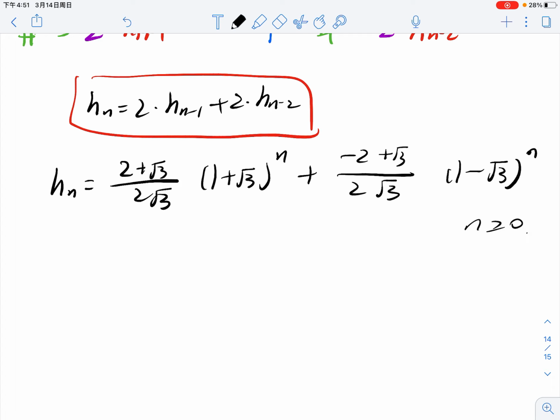Okay, I will stop here. Next time we will discuss the case when you have repeated roots. That will be more complicated.